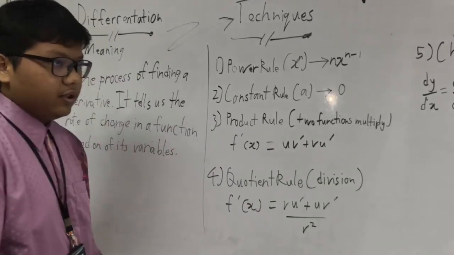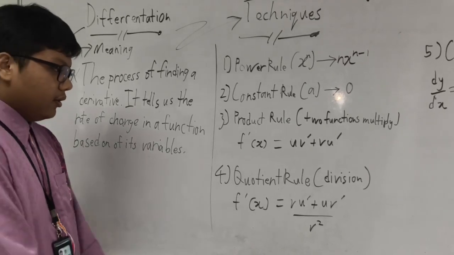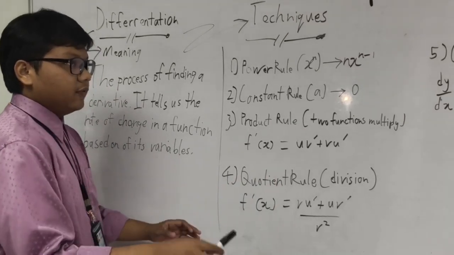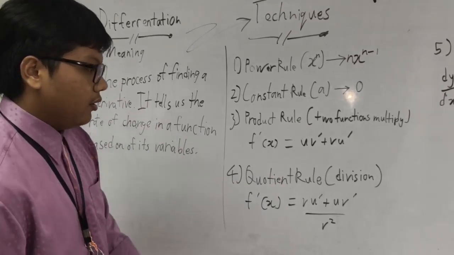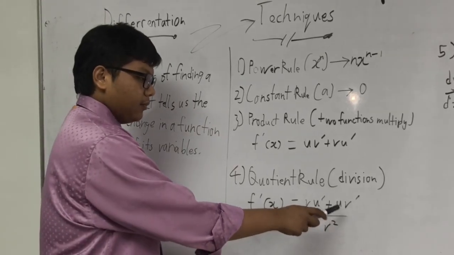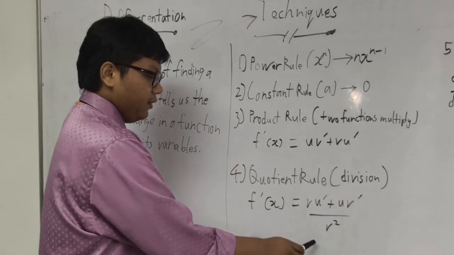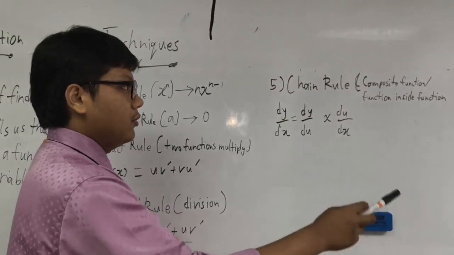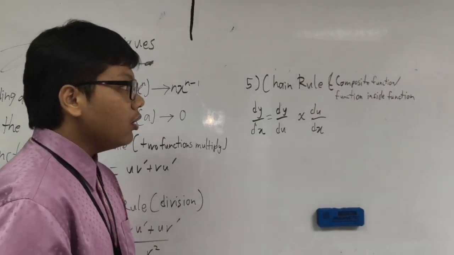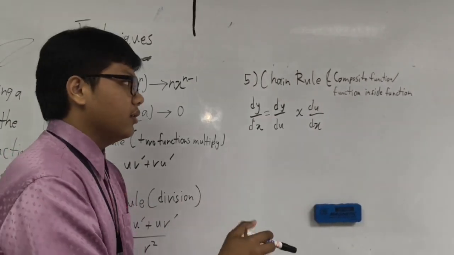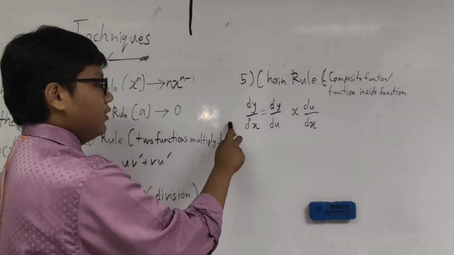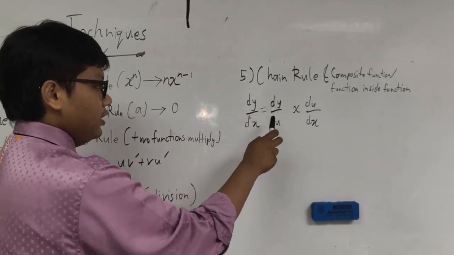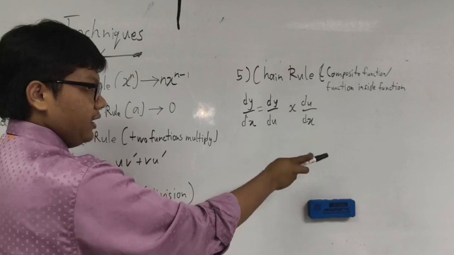And the fourth rule is the same but a bit different, which is when you have to divide two functions. You write it as v u prime minus u v prime divided by v to the power of 2. And the last rule, which is the chain rule, is for composite functions, or a function inside a function. You write it as dy over dx equals dy over du times du over dx.